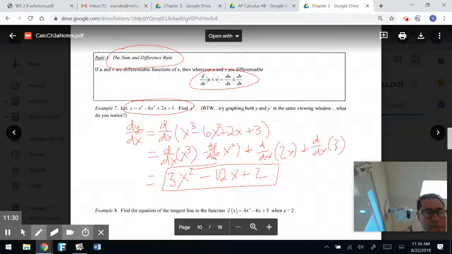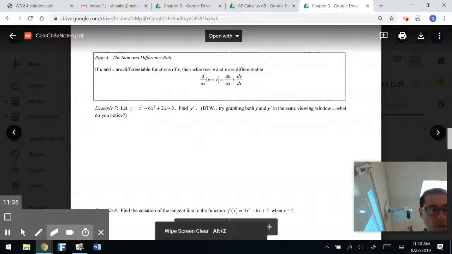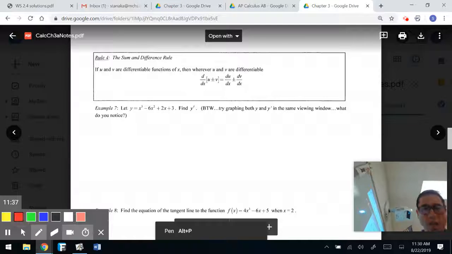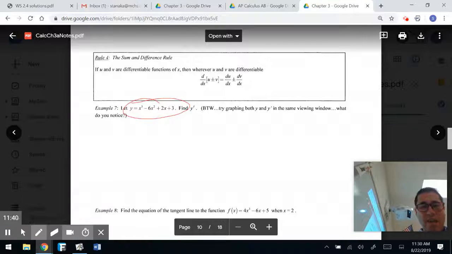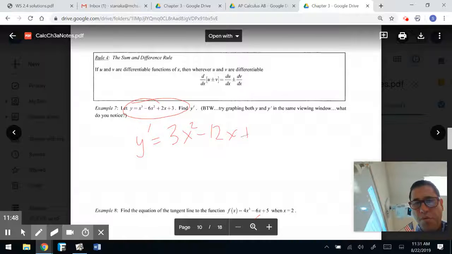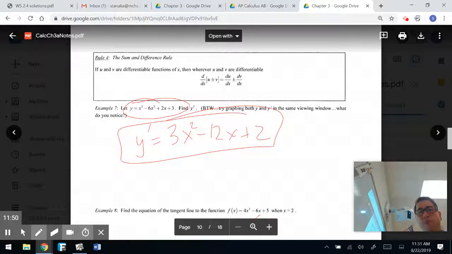Now yes, you are 100% correct. You guys are saying, Mr. Tanaka, you are getting cray-cray. So what could you do instead? Well, let's just find the derivative of that real quickly all at one time. y prime is equal to 3x squared minus 12x plus 2. Booyah, I am done, and I didn't have to write it all separately.